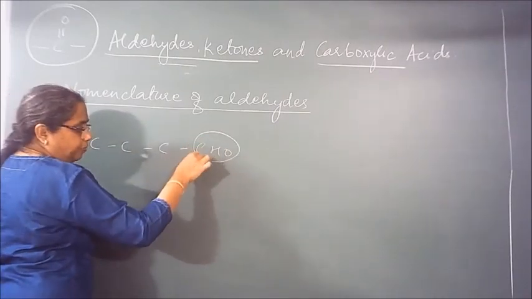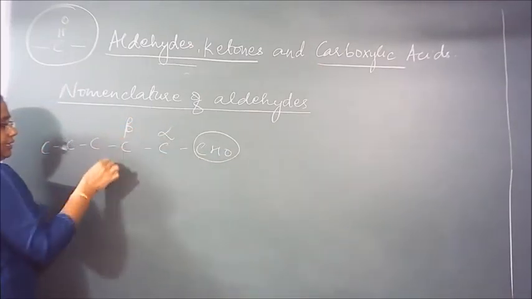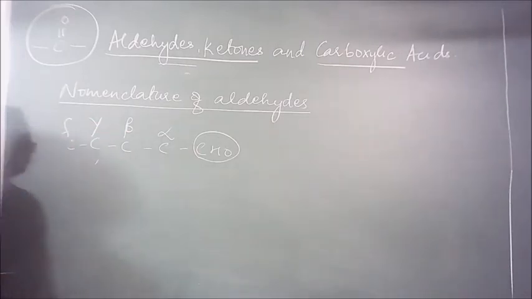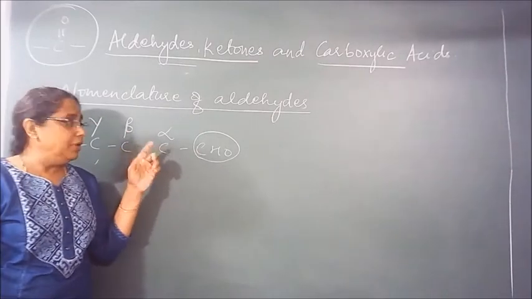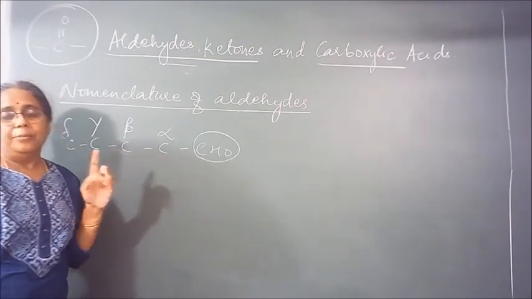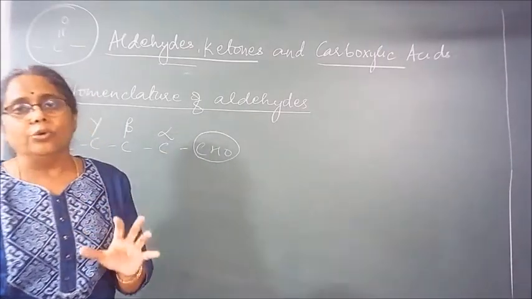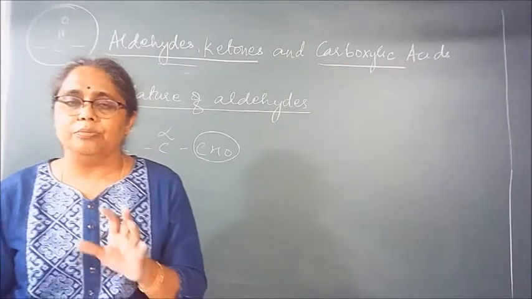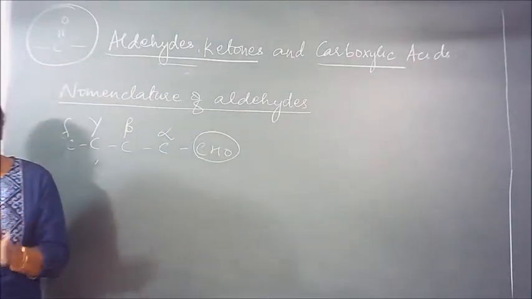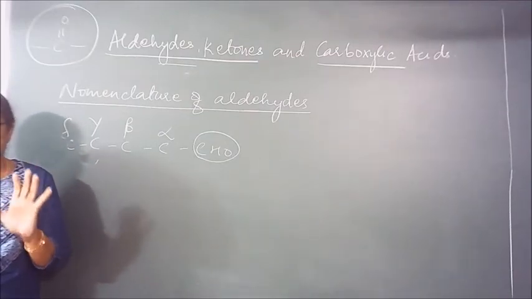this is the functional group. The carbon next to the functional group is named as alpha. The next is beta, then it is gamma, then it is delta. So this is how it is named. If anything is attached here, it becomes alpha chloro. But alpha, beta, gamma and delta are only in the common system of nomenclature. In the IUPAC system of nomenclature, you will again write it as 1, 2, 3, 4 and alkanal.